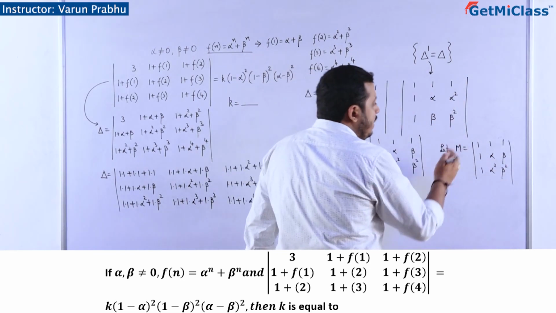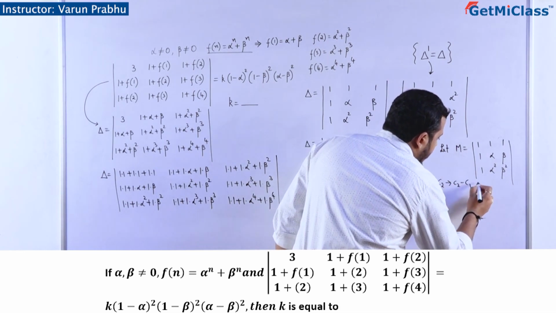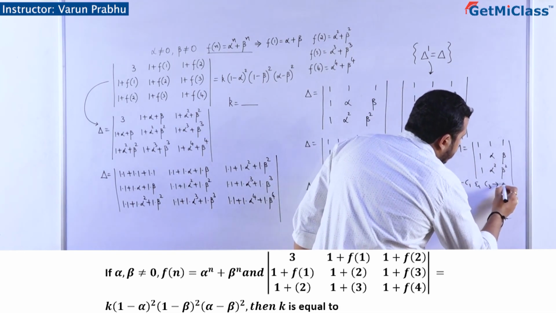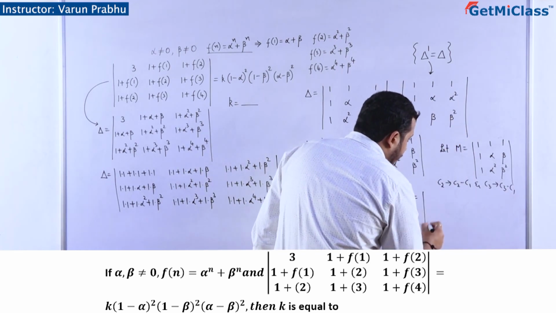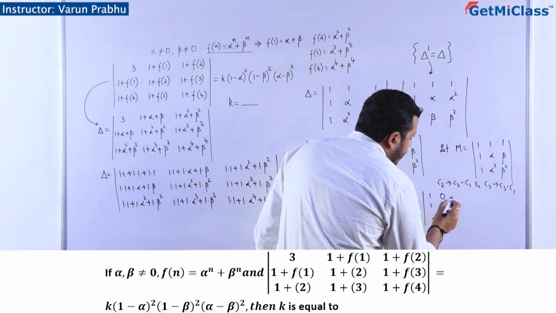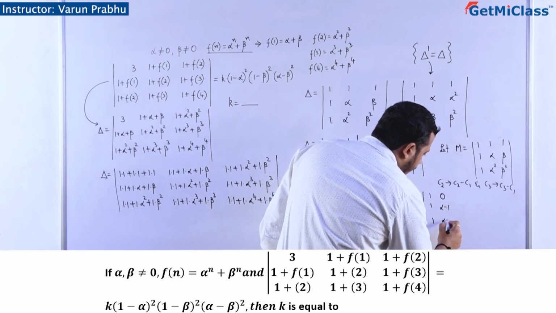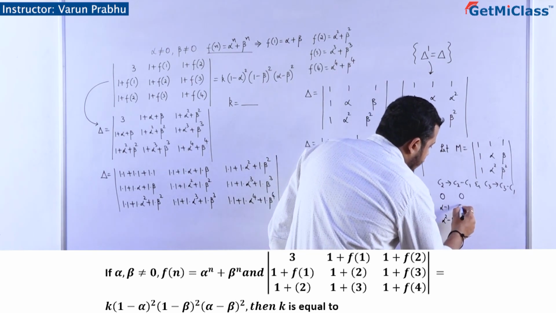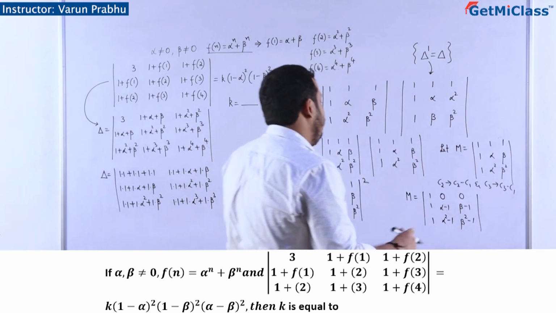So we can apply the elementary transformation, students. C2 forms C2 minus C1 and C3 forms C3 minus C1. Is it okay? C3 minus C1. So I can say m is equal to 1 1 1, 0 alpha minus 1, and alpha square minus 1, 0 beta minus 1 and beta square minus 1.